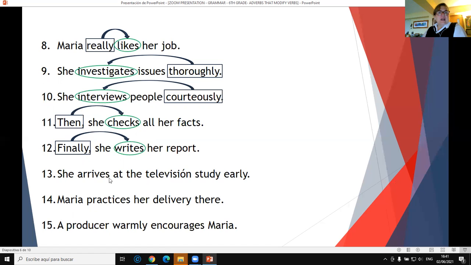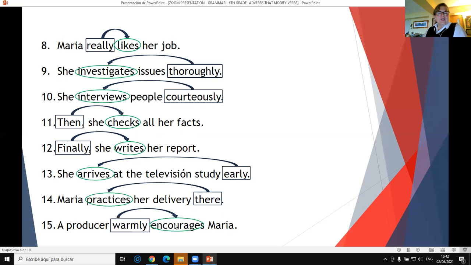Number 13, she arrives at the television studio early. Early is the adverb, and it's modifying arrives, which is a verb, because she's arriving early. Number 14, Maria practices her delivery there. There is the adverb. Practices is the verb modified by this adverb, because she practices there. Number 15, a producer warmly encourages Maria. Warmly is the adverb, encourages is the verb modified by warmly, which is telling us how he encourages Maria.